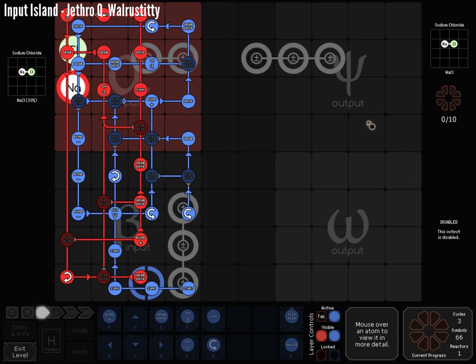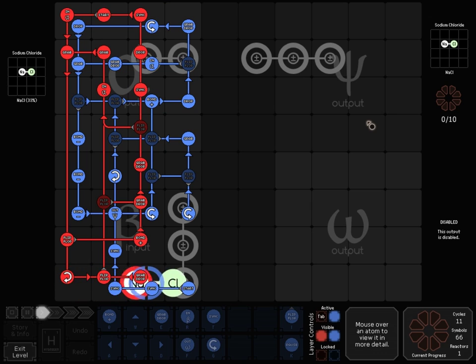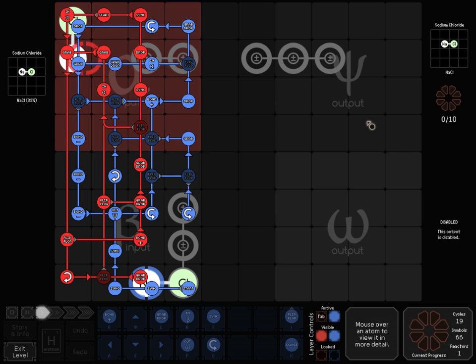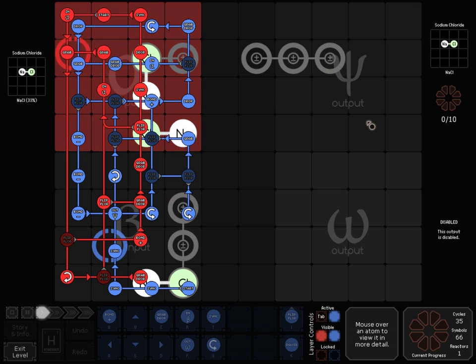This solution doesn't actually run. This solution is by Jethro Q. Walrus. Can you guess why I chose this solution? I think you can tell why I picked Jethro Q. Walrus' solution.